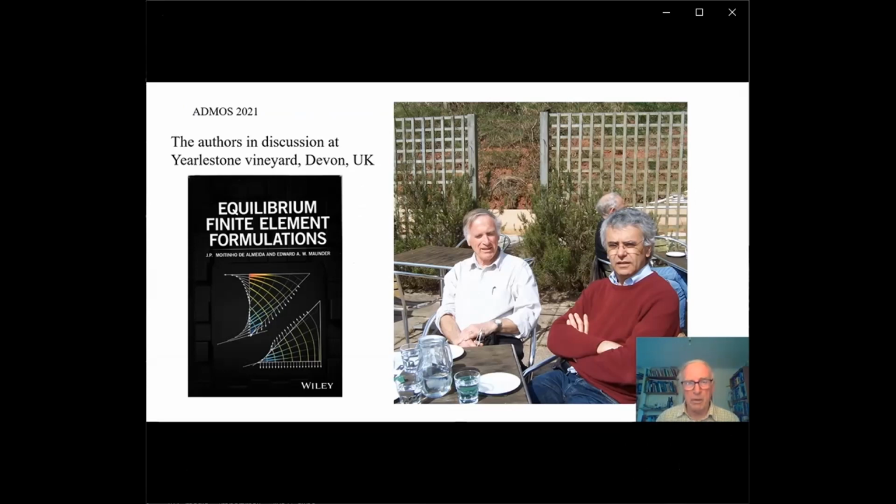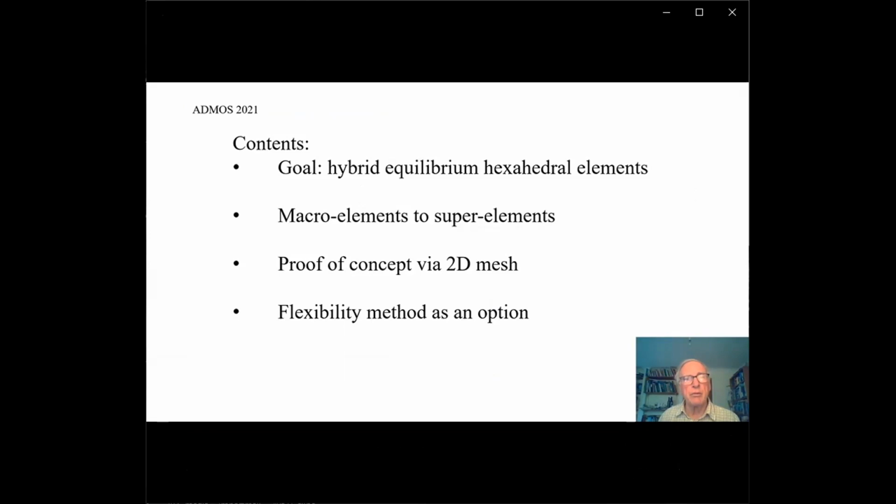The main goal of the present work is to formulate a stable form of hexahedral element in solid mechanics. This was introduced at the last ADMOS conference, but now we give more flesh to the ideas in the simpler context of 2D quadrilateral elements. We define a superelement as a development of macroelements, present some numerical results as a proof of concept, and discuss the option of a flexibility method of analysis.